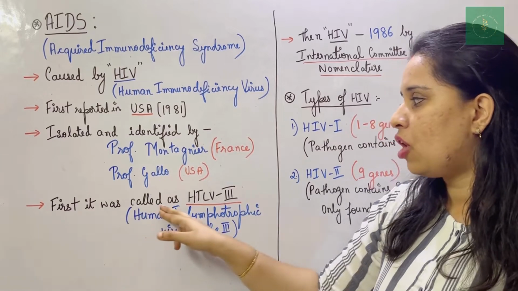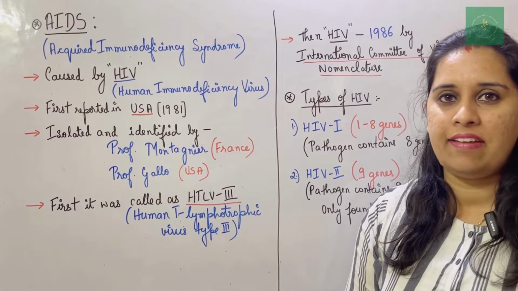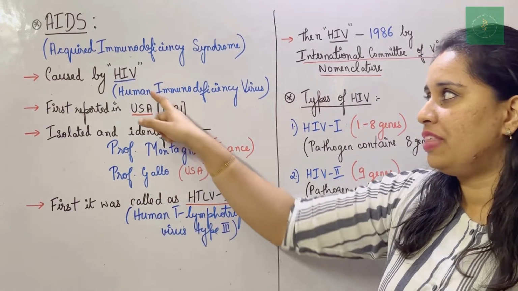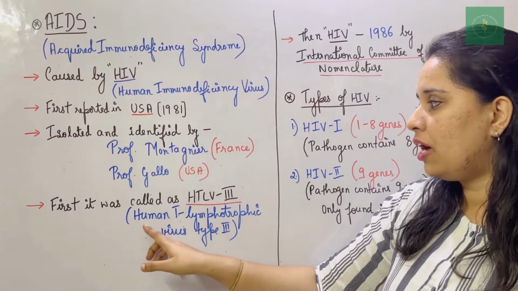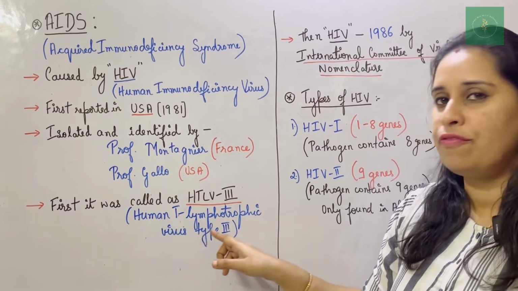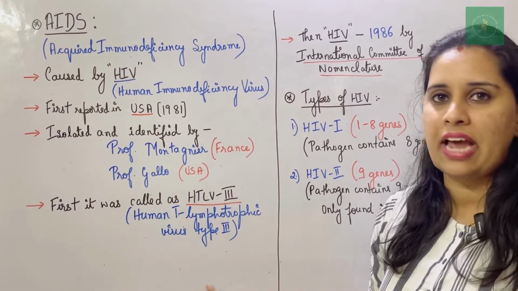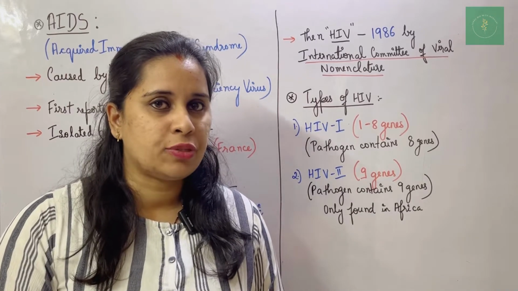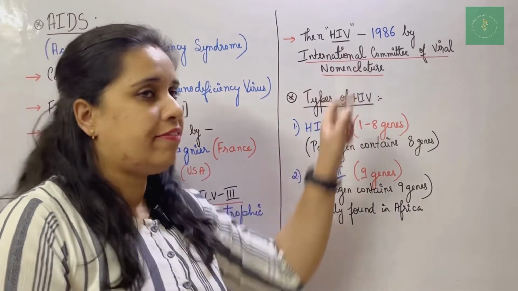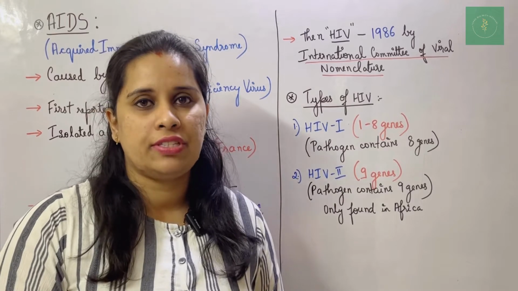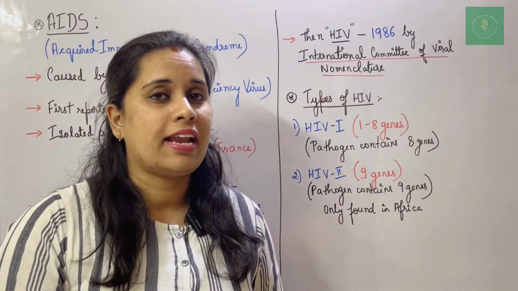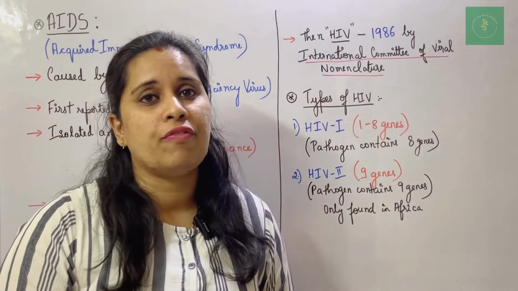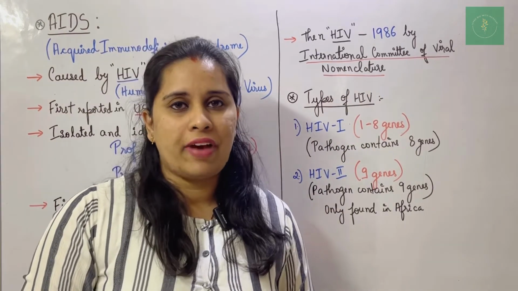First, it was called HTLV type 3 virus. It is a former name of the HIV, which stands for human T lymphotropic virus type 3. Later, HTLV type 3 virus was named HIV, human immunodeficiency virus, in the year 1986 by the International Committee of Viral Nomenclature.